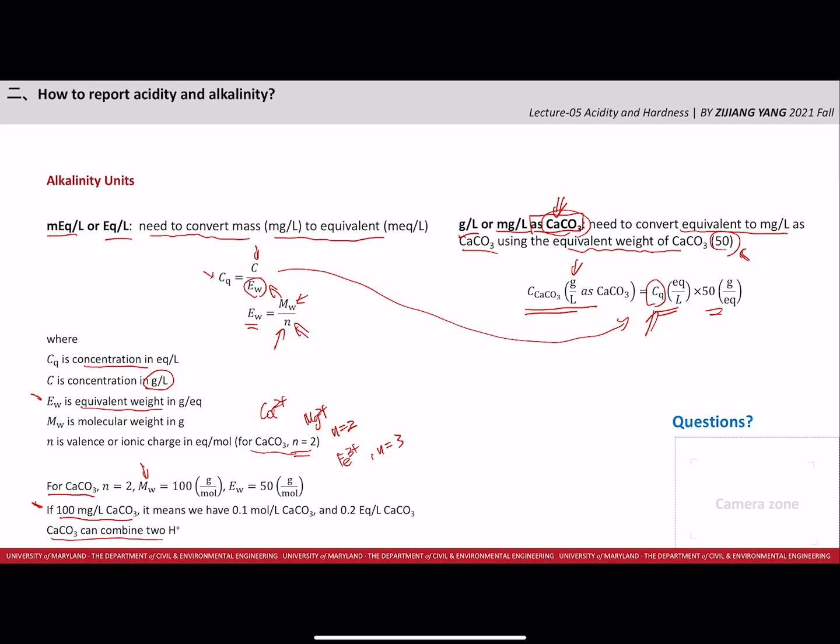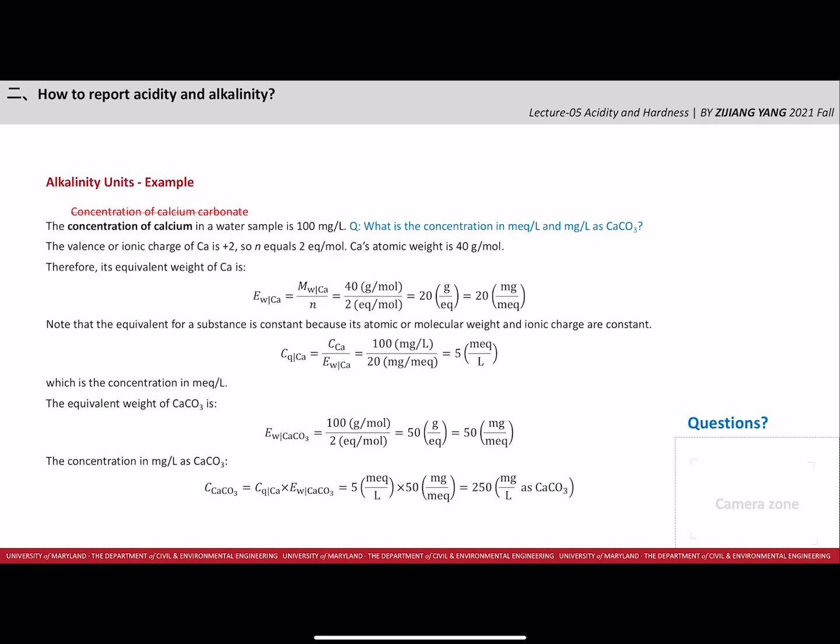So for these definitions, do you guys have any questions? No? Then let's look at an example.